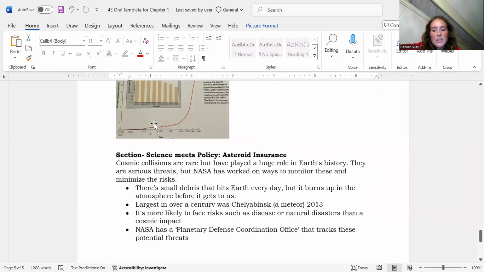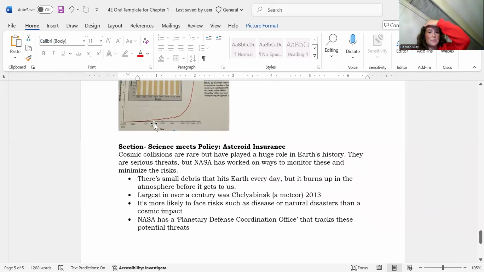Next, our last section that we learned about was science meets policy: asteroid insurance. It talks about how cosmic collisions are rare and the role they have played in our Earth's history. Of course, they pose serious threats, but they're extremely rare. And NASA is working on ways to monitor them and minimize the risk. Actually, small debris hits Earth every day, but it burns up in our atmosphere before we ever see it. We actually got hit by a meteor in 2013, and it was the largest in over a century.